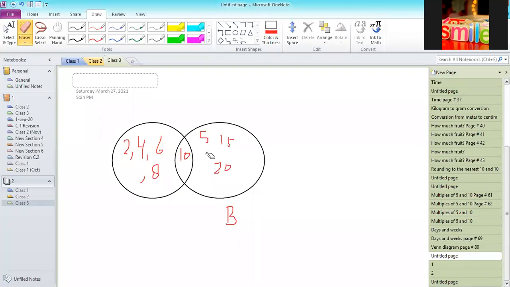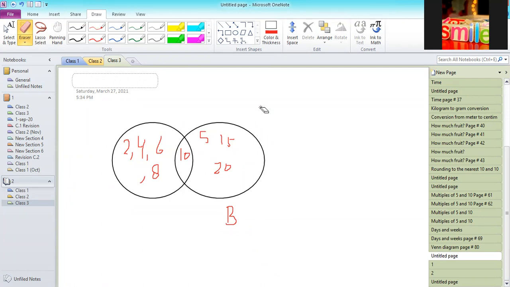20. Okay, so what is common here? Common in these multiples of 2 and multiples of 5. So in these numbers, the common number is 10. So you write the common number in between that. Okay, so this is how you represent the data in the Venn diagram.